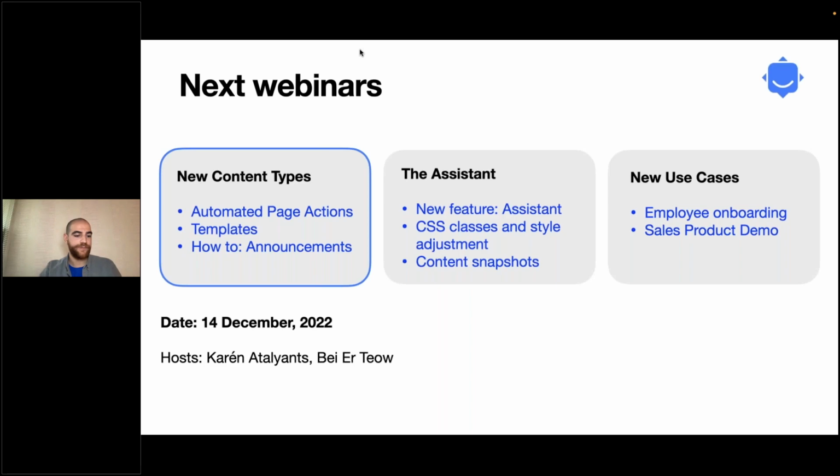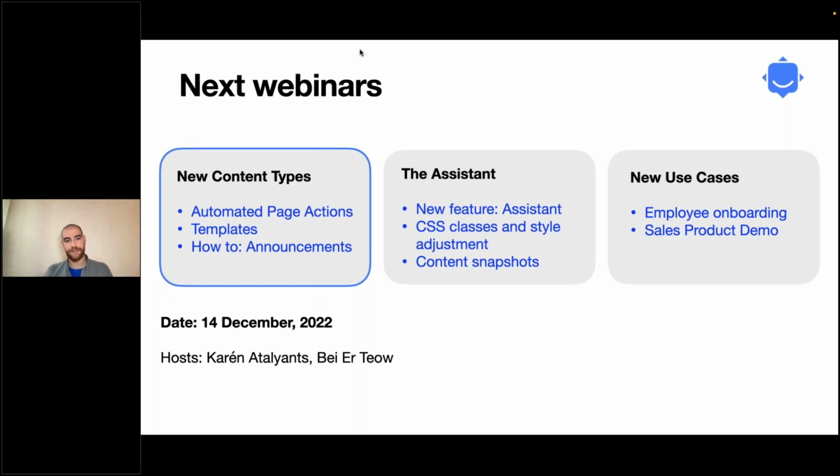So yeah, here we want to announce more upcoming webinars. The next one is on 14th December. And on that one, we will talk about some interesting features that we have released recently. In the last 3-4 months, or I think maybe even more, we have rolled out a lot of interesting features. The first webinar topic will be new content types. And these are really new things that you can do with Useful that you couldn't do before.